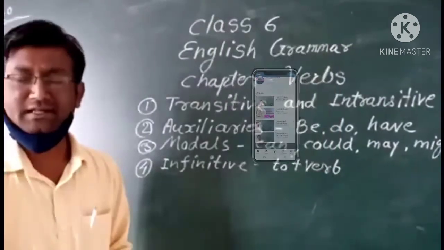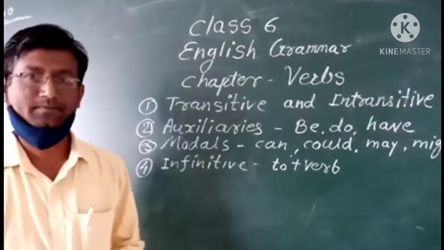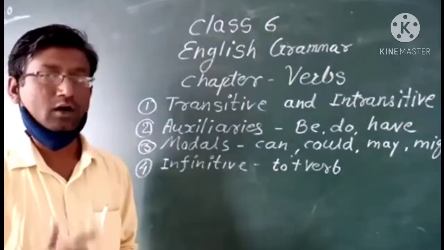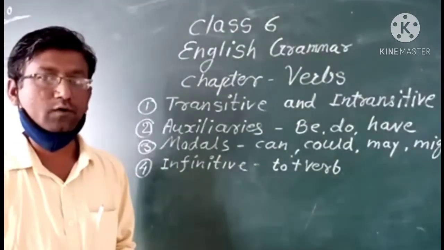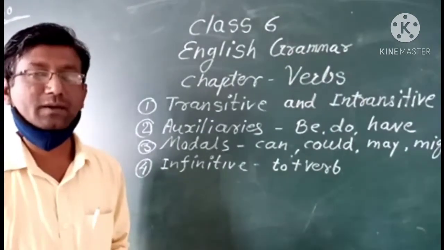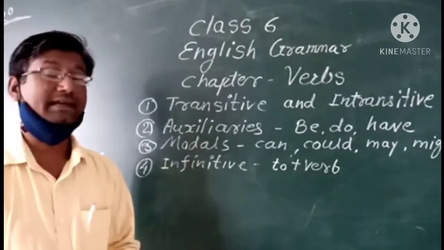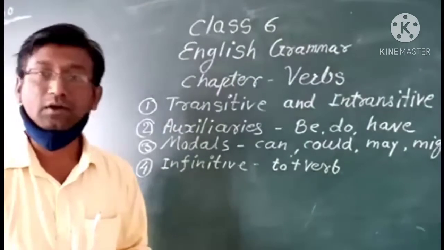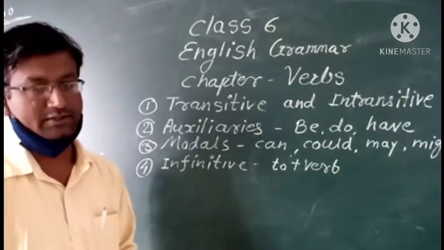Thank you. Let's see it through an example. When I say I read, there is something that I read, right? Like I read a book, I read a novel, I read a newspaper. So these newspaper, book, novel, story are objects. So read is a transitive verb. And when I say I sleep at night, the word sleep is an example of an intransitive verb. The verb which does not need any object is called an intransitive verb.